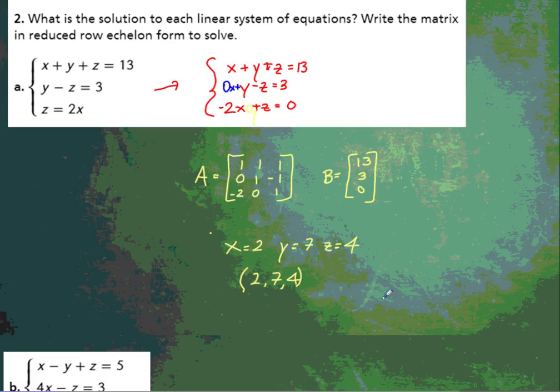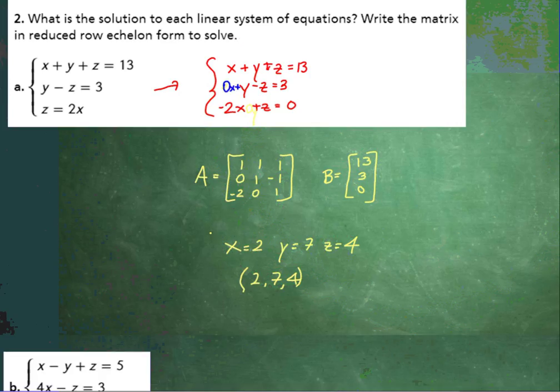Now, row-reduced echelon form looks like this. It's just something you need to just see. Row-reduced echelon form is when you have ones on the diagonals, and everything else is 0. So you can see the diagonals here.